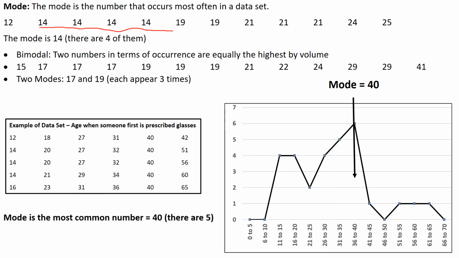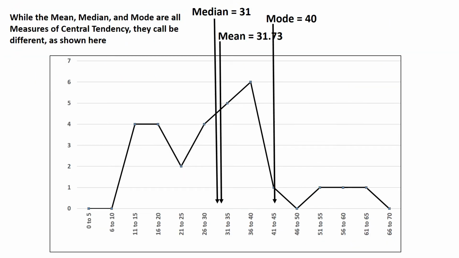Now, if we look at this data set again of how old someone is the first time they got glasses, there are three 14s, there's two 20s, there's three 27s, two 31s, two 32s. But then I get there's five 40s. So that's the mode. The most of any individual number is 40. There's five of them. And if I graph this here, you can see the mode is a little higher up than the mean or median. In fact, if I go to all three graphs and put all the mean, median, mode together, they're not the same. They're in the same area, but they're not the same.